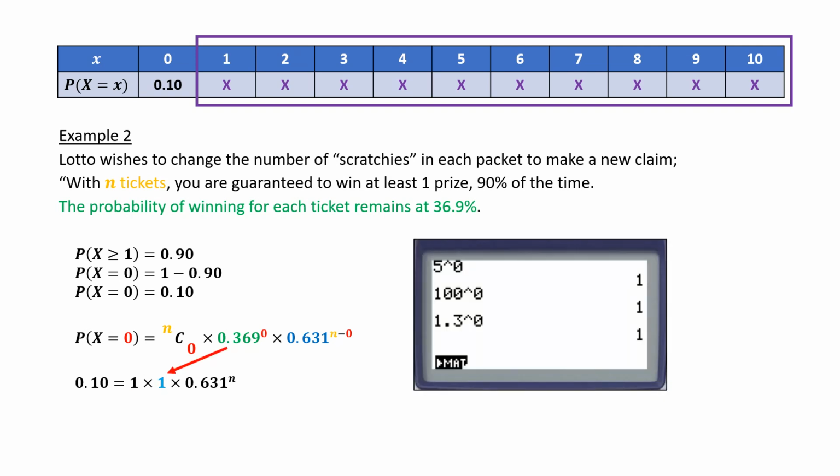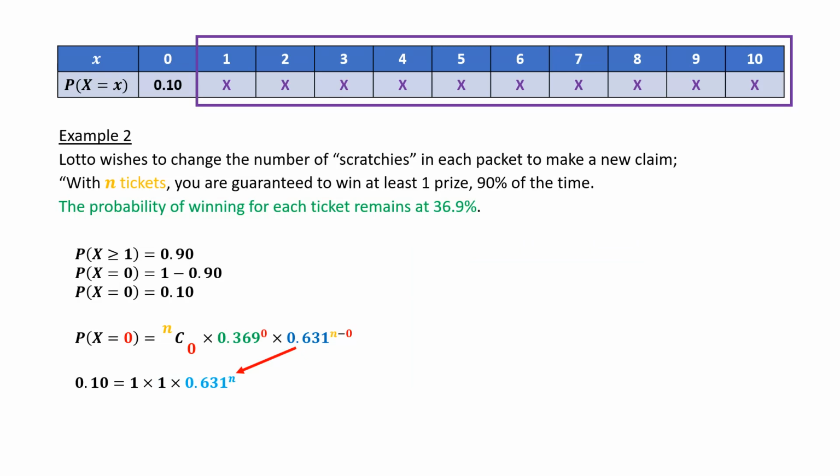We also know that any number raised to the power of 0 is 1, so this will simplify down to 1. And here we've got 0.631 to the power of n minus 0, which is 0.631 to the power of n. Well, this simplifies down to 0.10 equal to 0.631 to the power of n. Let's move up here for some extra room.